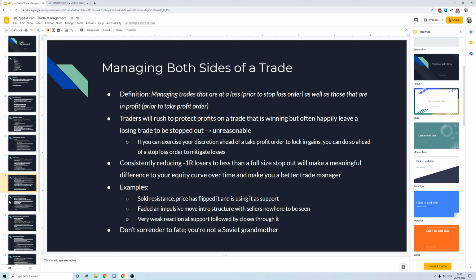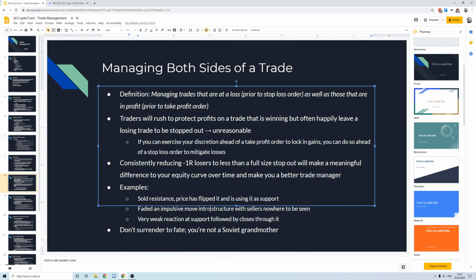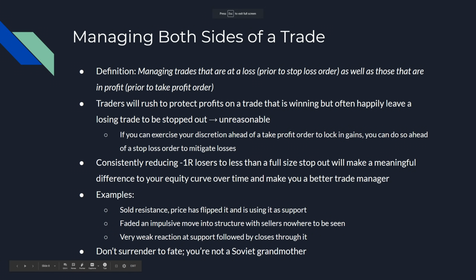Or maybe you faded an impulsive move into structure. That should not say intro structure, my apologies. Into structure, there we go. With sellers nowhere to be seen, right? Again, price not aligning with our expectations. Or another example, very weak reaction at support, followed by closes through it. If you're seeing that type of price action as a buyer, there's no reason for you to, in every single instance, wait for your manual stop loss to be hit, because as that price action is developing, the probability of your trade being correct is decreasing, right?